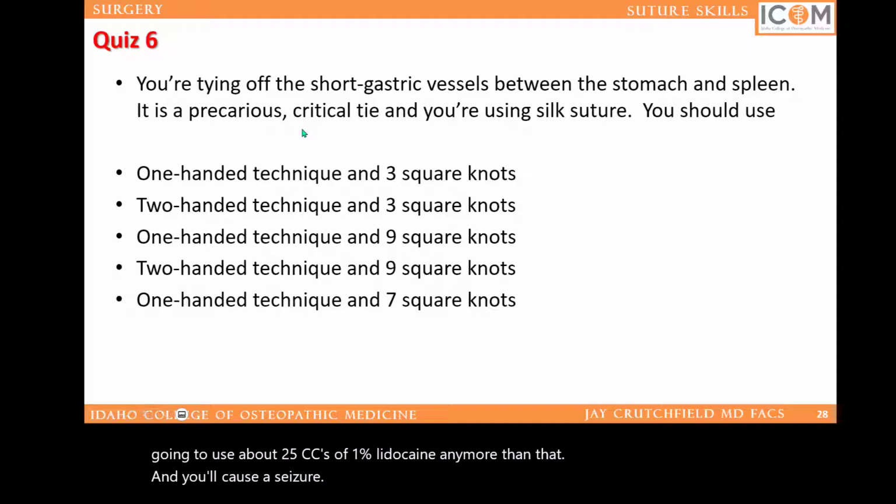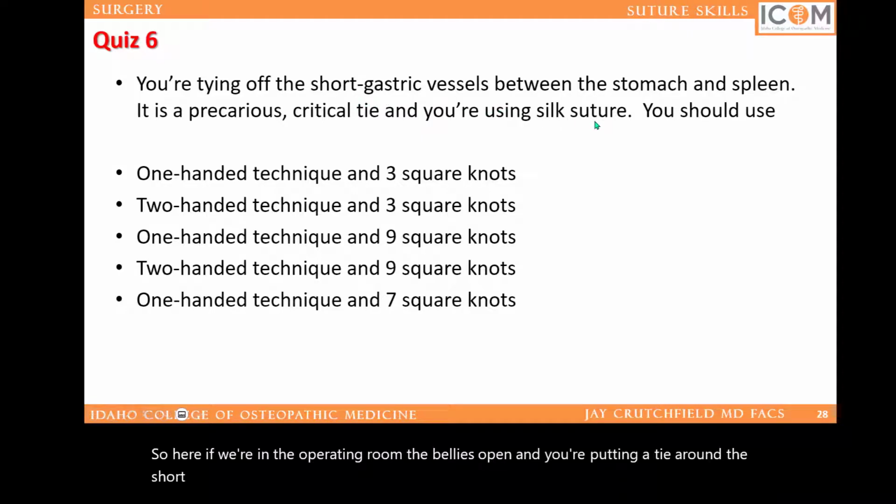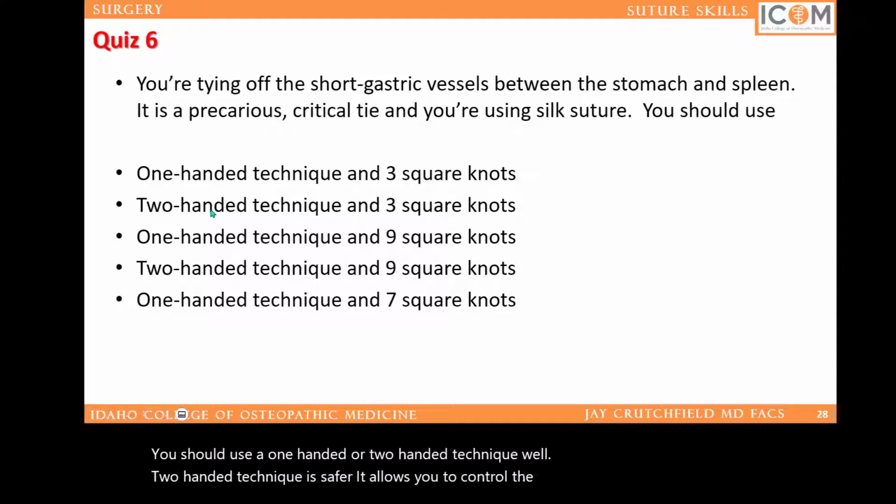So here, if we're in the operating room, the belly's open, and you're putting a tie around the short gastric vessels between the stomach and the spleen, it's in a precarious situation. The tie is critical, and you're using silk. You should use a one-handed or a two-handed technique. Well, two-handed technique is safer. It allows you to control the tension better, and it will allow you to place a more secure knot.